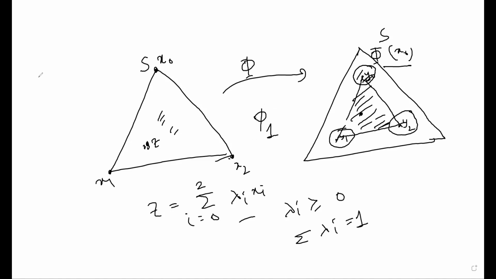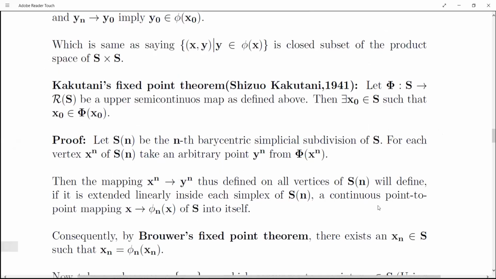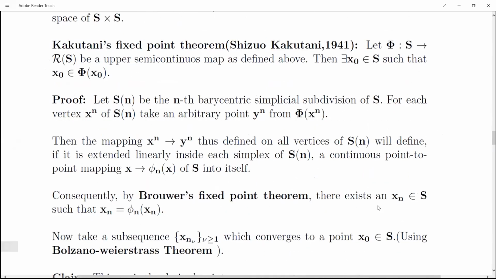And then you can continue like this. You create another subdivision, which is a finer subdivision of this simplex. Then you repeat this procedure and you get a map phi2. So this way you create a sequence of point-to-point maps. That's the whole thing. That is what I have written here. Let Sn be the n-th barycentric simplicial subdivision, and for each vertex xn of Sn, take an arbitrary point yn from phi of xn. Then the mapping xn to yn defined on all vertices, if extended linearly inside each simplex of Sn, defines a continuous point-to-point map from S into itself.